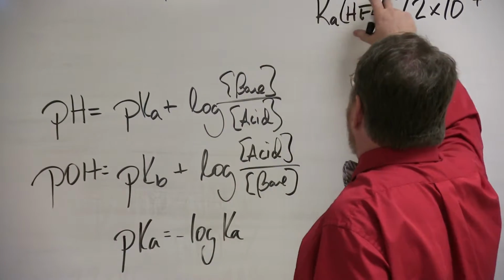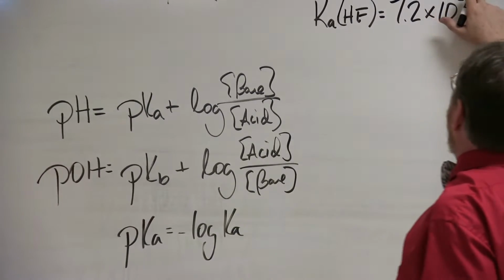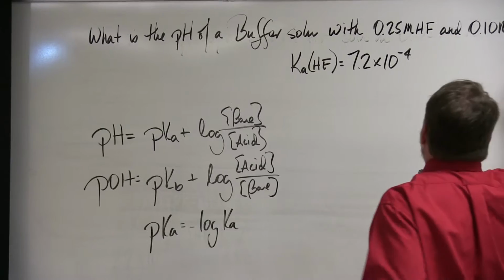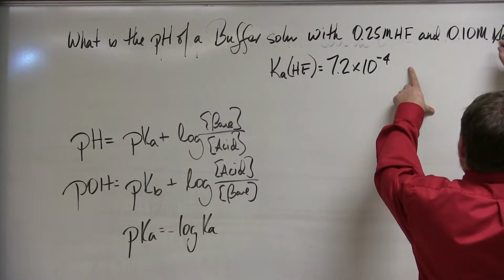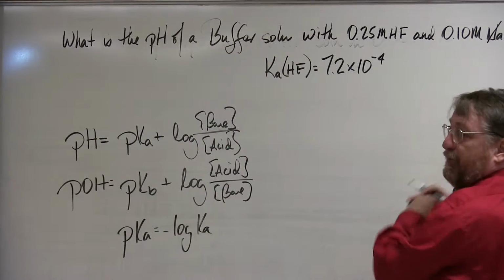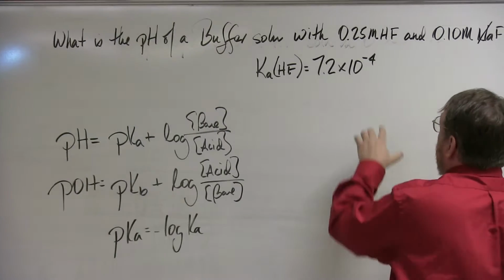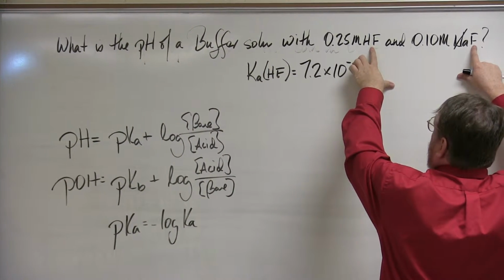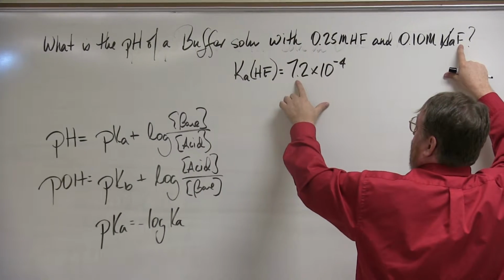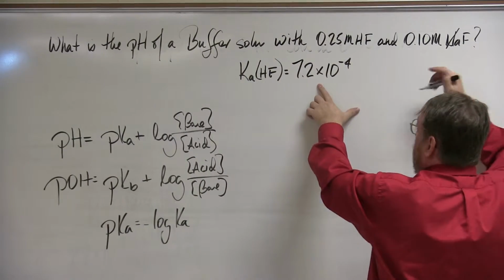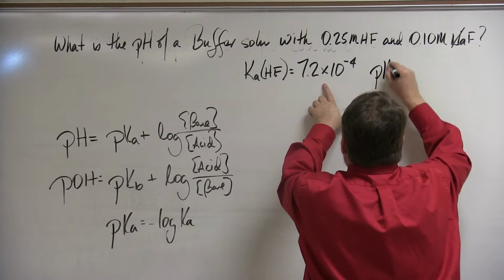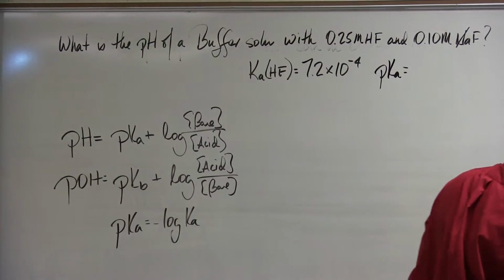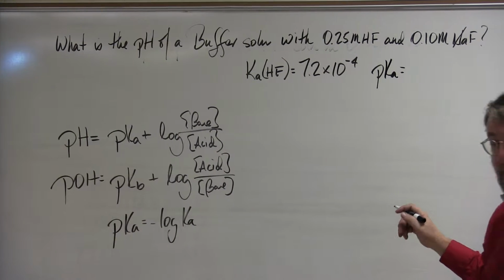Okay, so what is the pH of a buffer solution with 0.25 molar HF and 0.1 molar NaF? Well, I've got to recognize Na is my spectator ion, doesn't influence the pH whatsoever. So I have a conjugate acid-base pair, HF and F minus. I know the Ka of HF, so I can calculate the pKa. pKa is going to be equal to negative log of the Ka, which is going to be 3.14.